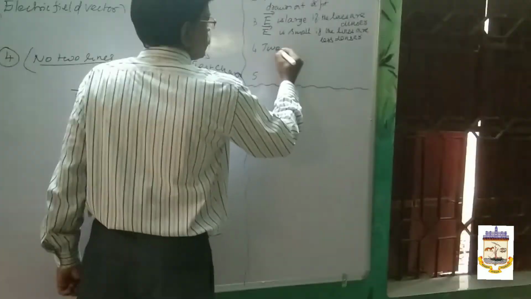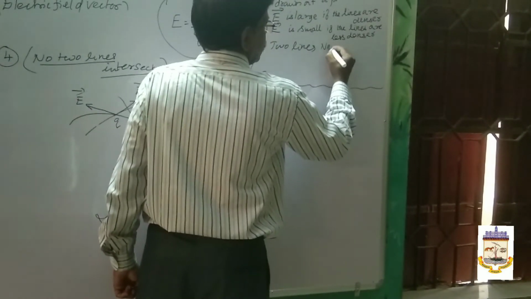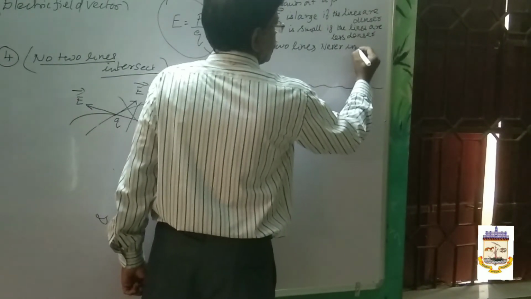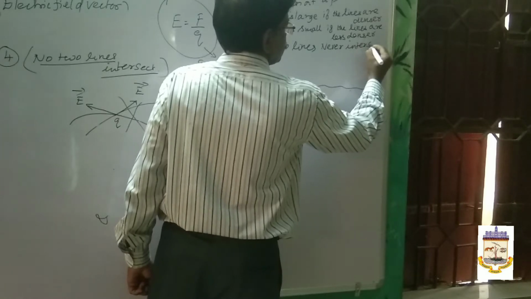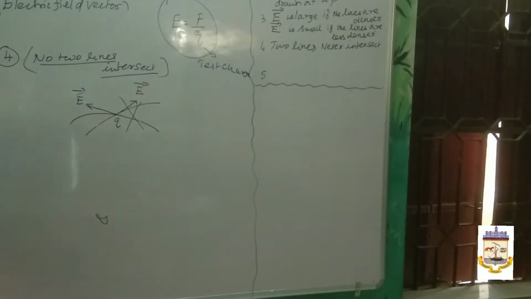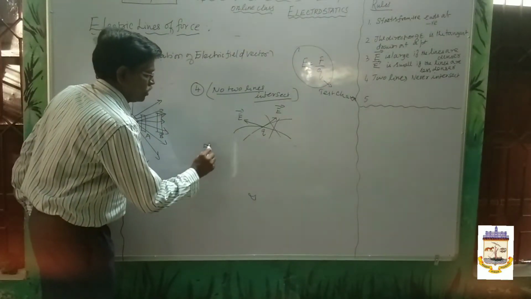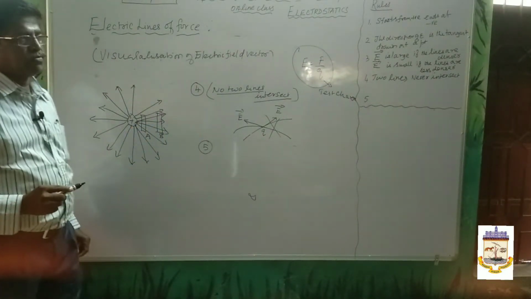Two lines never intersect. All the lines are separate lines only. The lines won't be intersecting at all. Then the rule number 5, the 5th rule.